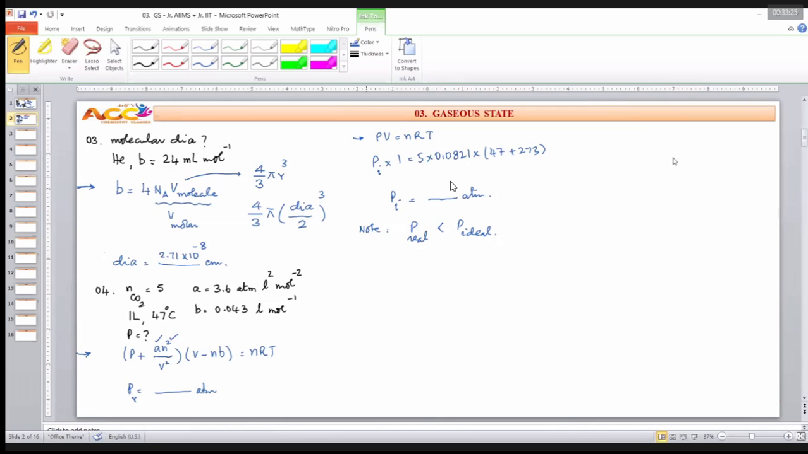Seventy-seven point atmosphere. Very good. This person is saying 77.22 atmospheres. No problem. 77.22 atmosphere. Go ahead for ideal behavior.